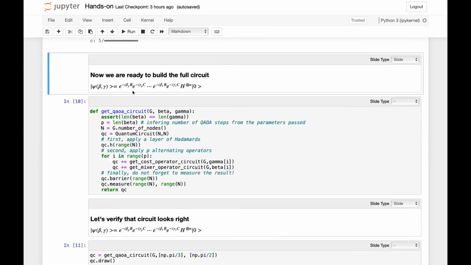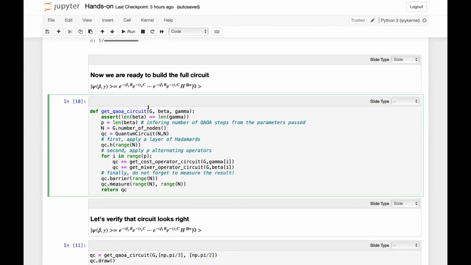And now we can build the full circuit. From these building blocks, we can build the full QAOA circuit for a given graph and parameters beta and gamma. So we infer the number of QAOA steps from the length of beta. We start with an empty circuit. We begin by adding Hadamard on each qubit. And then we apply these P alternation operators. First, we append the cost, and second, we append the mixer. And finally, we measure at the end.